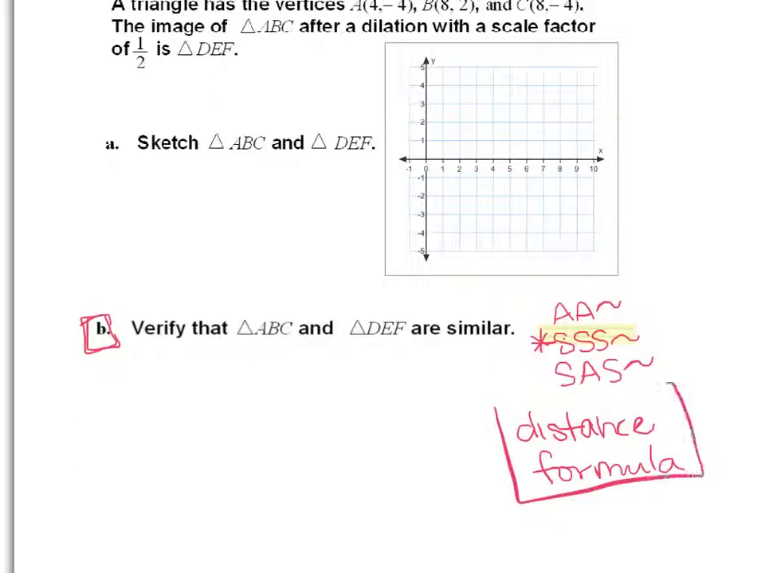So you can use the distance formula to find the length of all the sides, and you should be able to compare those sides once you've found all their lengths.